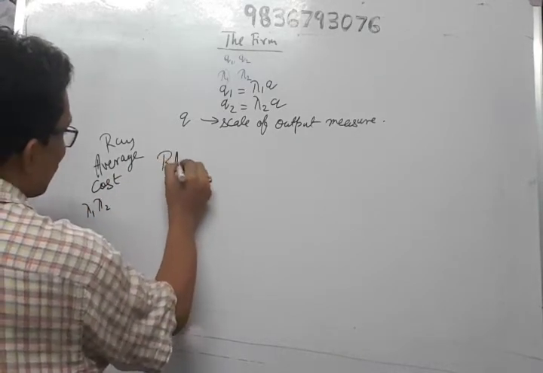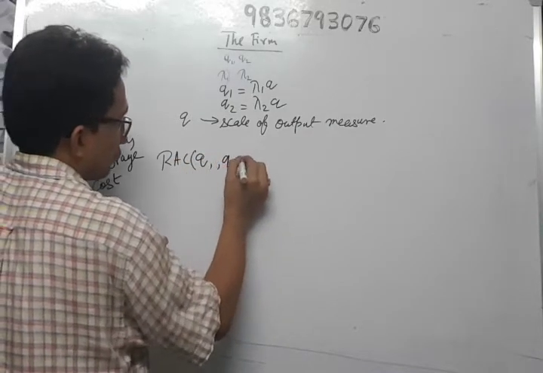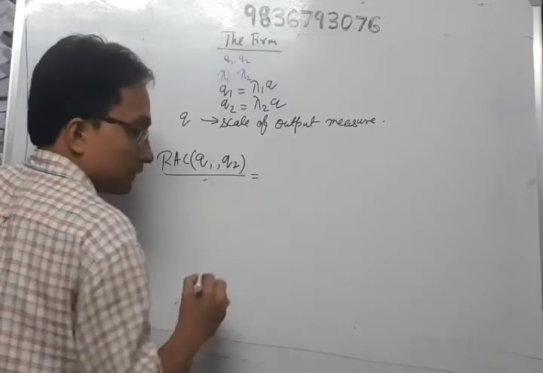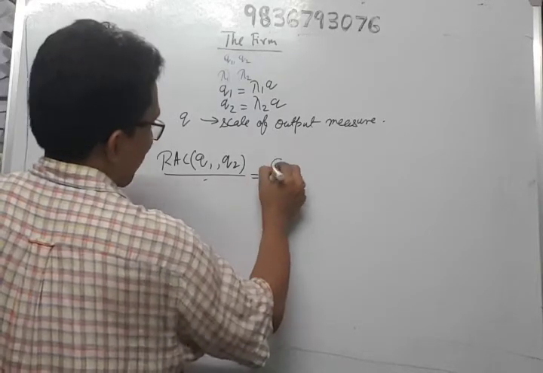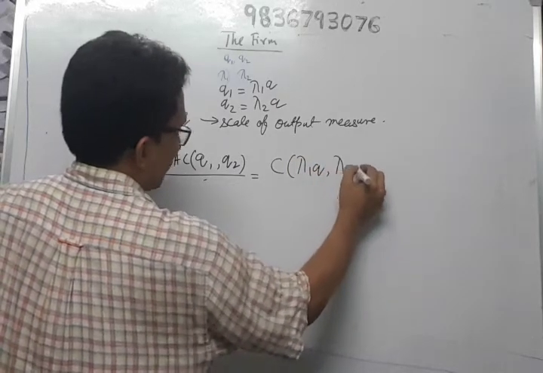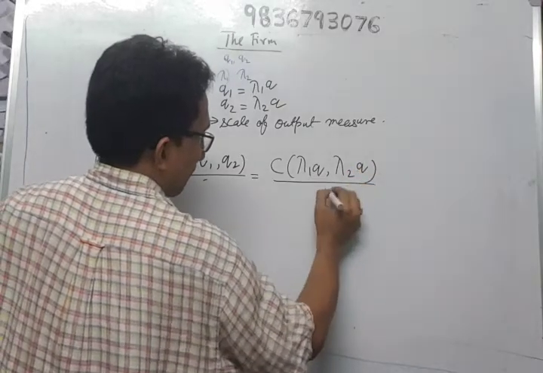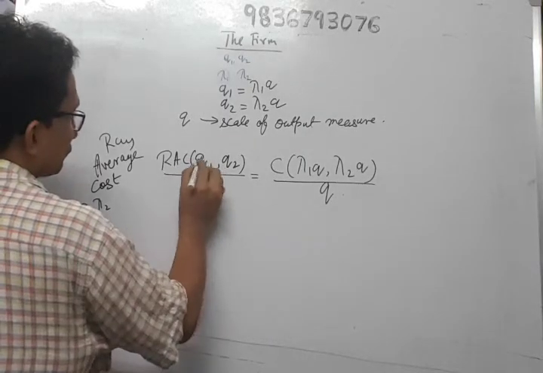So when we are talking about the Ray average cost, that is RSC(Q1, Q2), we will be writing this as the cost of producing lambda 1 Q, lambda 2 Q units of output, divided by the scale of unit of measure. Okay, fine.